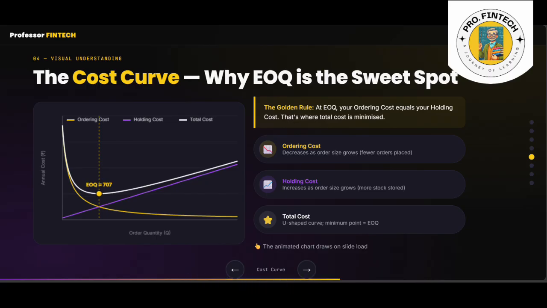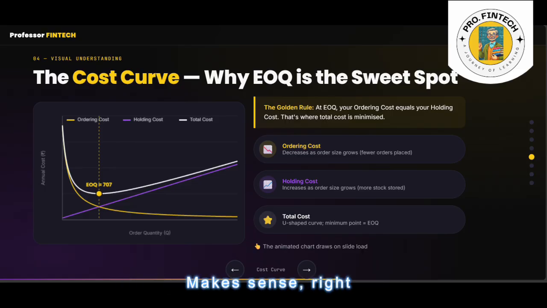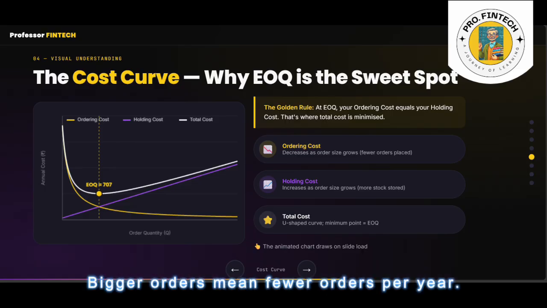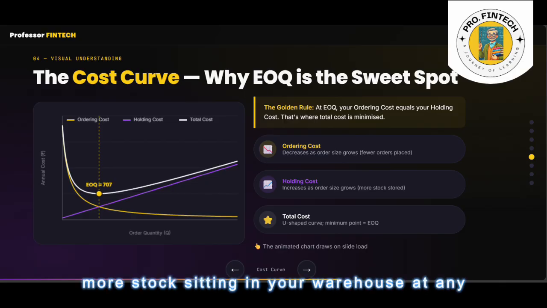The yellow line is ordering cost, and notice it falls as order quantity increases. Makes sense, right? Bigger orders mean fewer orders per year, so less total ordering cost. The purple line is holding cost, and this one rises as order quantity increases, because a bigger order means more stock sitting in your warehouse at any given time.